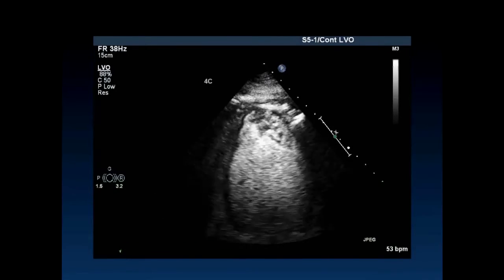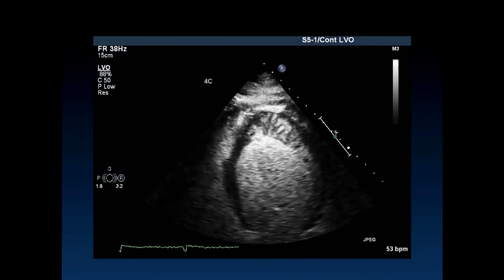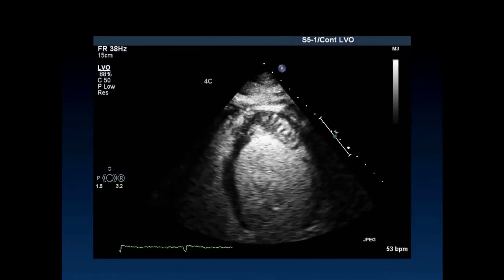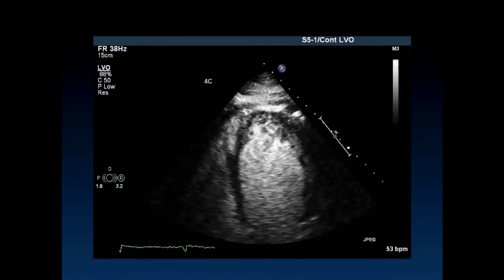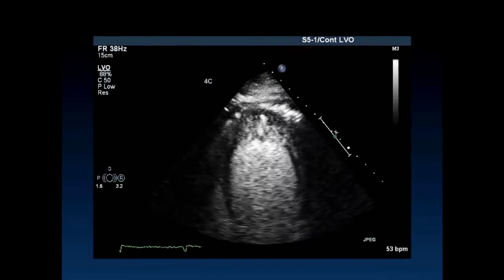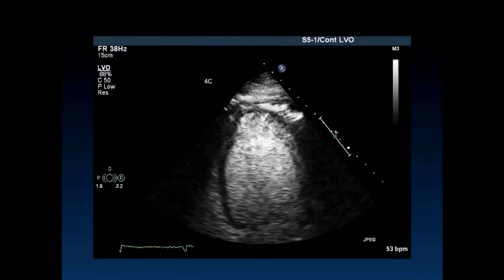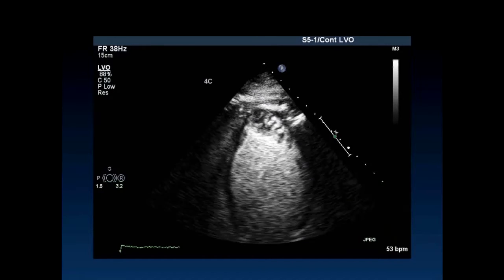However, when we administered contrast to this patient, you can clearly see that instead of an apical thrombus, the cause of his cardiomyopathy was isolated left ventricular non-compaction. So this not only allowed us to determine the cause of this patient's cardiomyopathy, but also identified that he did not have a thrombus at the apex.